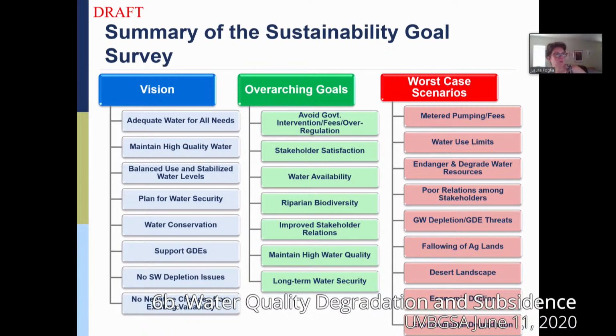The worst case scenarios: meter pumping and fees. I think this has been heard from a few people. Limits on water use, endangered and degraded sources, poor relations among stakeholders, threats of groundwater depletion and harm to groundwater dependent ecosystems, fallowing of ag lands, desert landscape, economic decline, and environmental degradation.